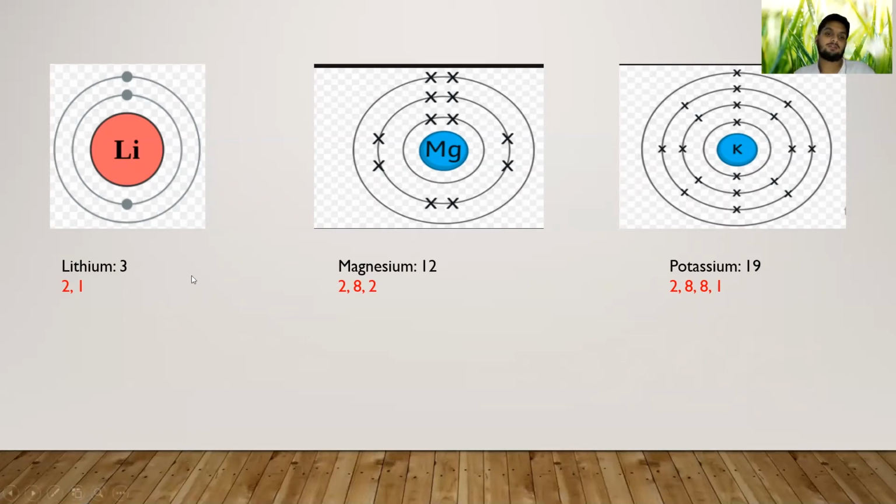Okay, and these numbers in red, what do they represent? 2 means that the first shell contains 2 electrons, and there are 2 electronic shells here, the first one containing 2 and the second one containing 1. Here you can see you have 3 electronic shells. The first one contains 2, the second one contains 8, and the last one contains 2.